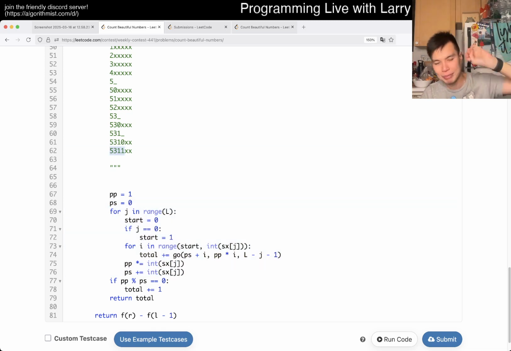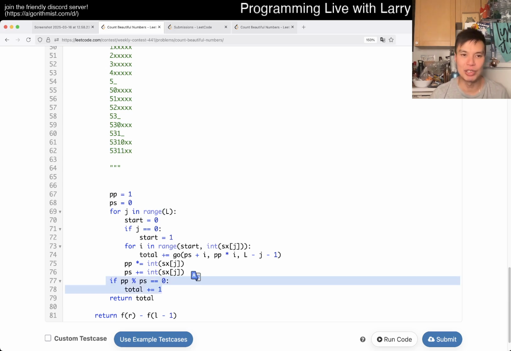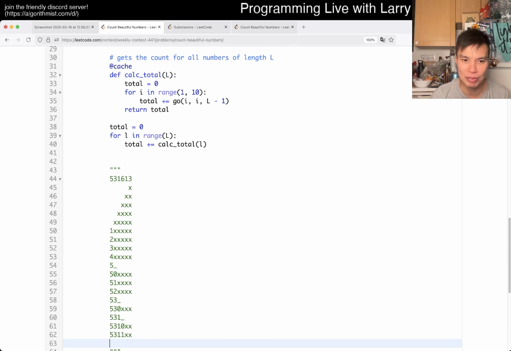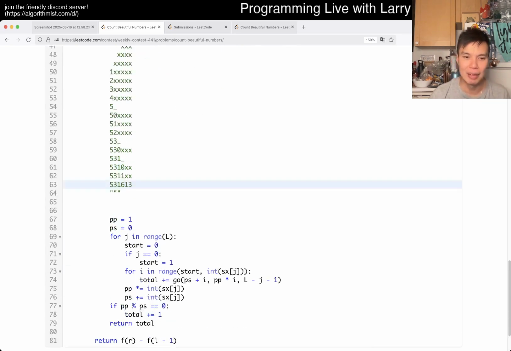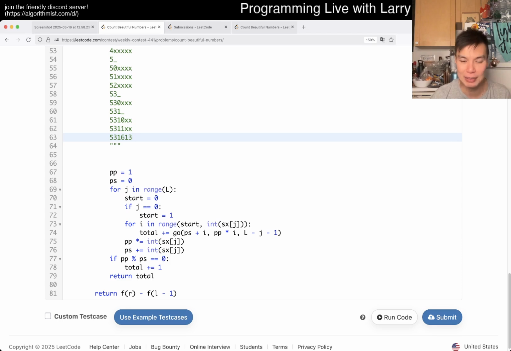So that's all this does: getting the first digit, then getting the rest of the prefix digits, right? And of course, here is the n, which is if you match the number exactly, 531613. If this mod is equal to 0, then we increment by 1, because that exact number has 1 entry, and that's it.